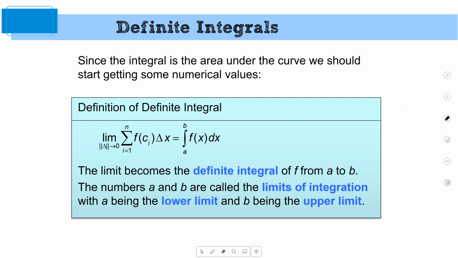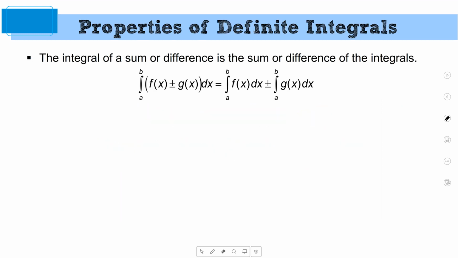Okay, we good with this? Okay, so there's the plus and minus thing. The integral of a sum is the sum of the integrals. The integral of a difference is the same as the difference of the integrals.